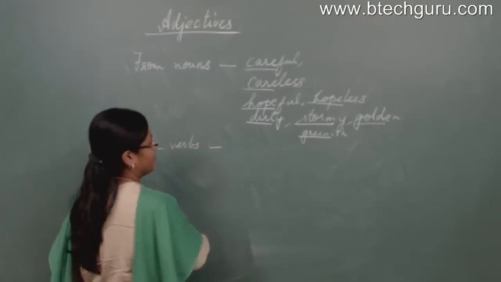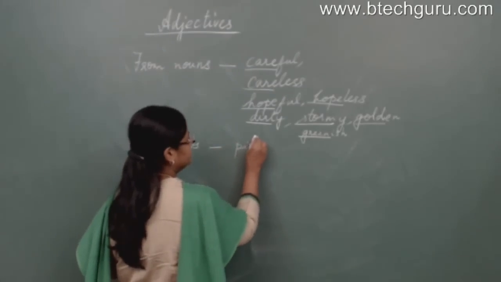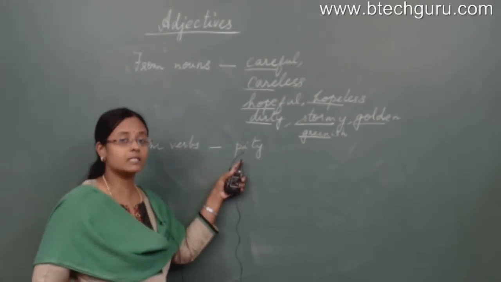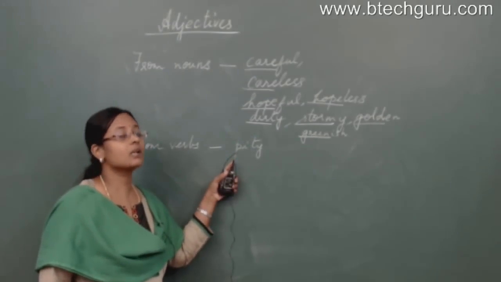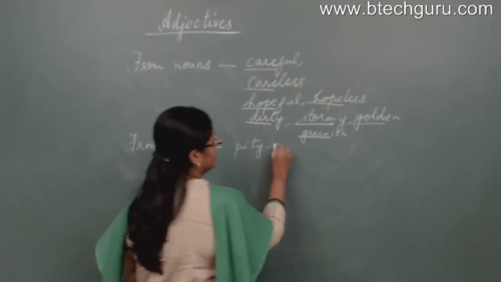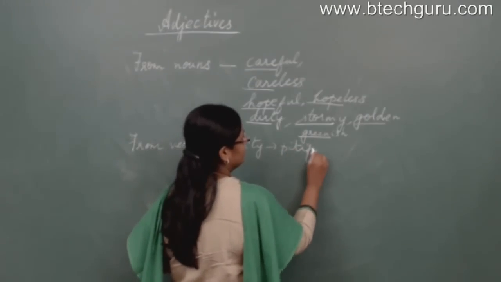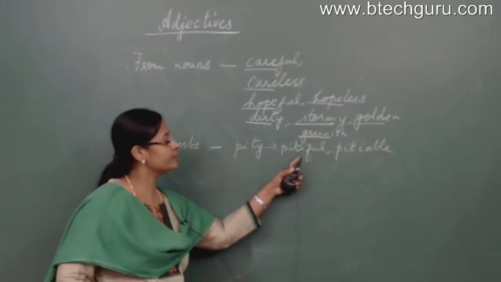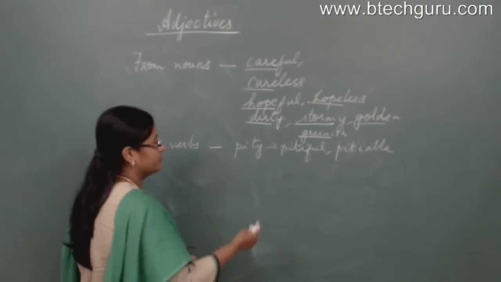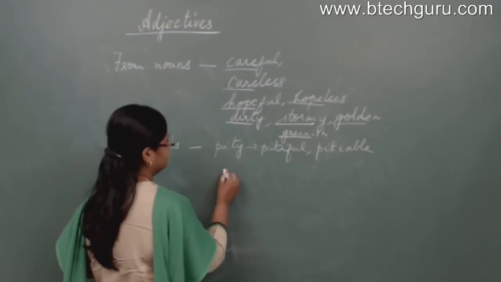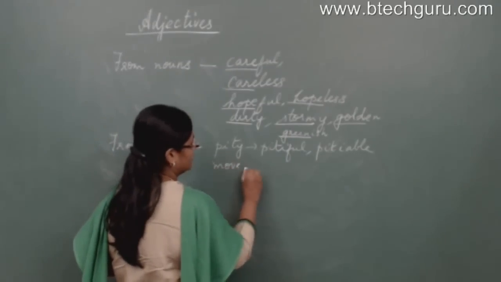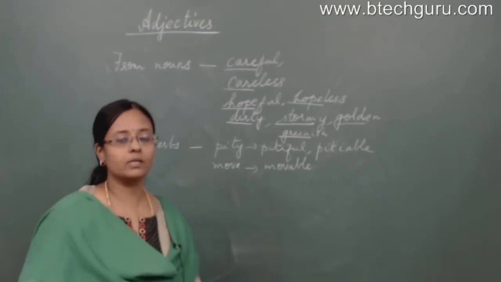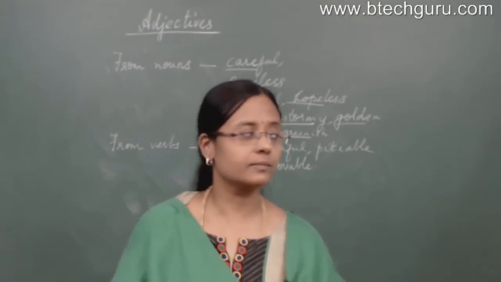Okay, from verbs. Pity. Again, the word pity can be used both as a noun and as a verb. Pity him, there it is a verb. He has no pity, there it's a noun. So from pity, which adjective? Pitiful, pitiable, both mean the same, which means they deserve pity. Pathetic, pitiful, pitiable. Okay, then move is a verb. Movable. It is a movable chair, a movable table.